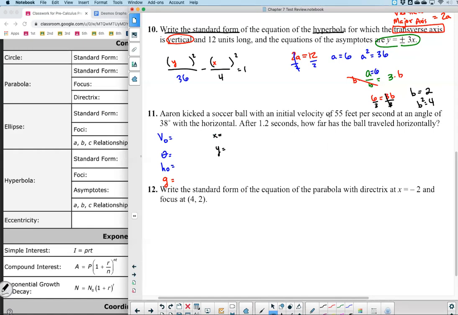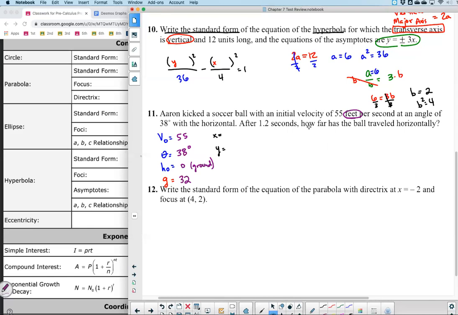But these 4 they must give us. So Aaron kicks the soccer ball with an initial velocity of 55. And that's feet. So 55 feet per second. Since it's feet, that means gravity is going to be 32. We cool with that? Angle's 38. Does it say anything about a height? It doesn't. So what would you assume if you're kicking a soccer ball on a height? Kick it off the ground. Let's assume it's off the ground. I'll put ground here. That's an assumption. So we're putting 0. Those are the 4 pieces we have to have.